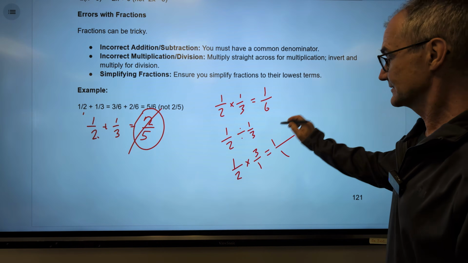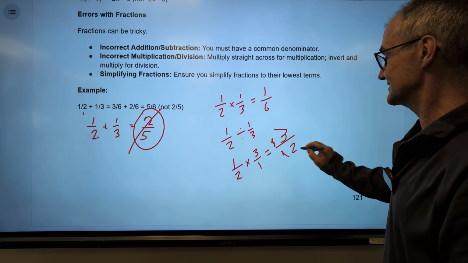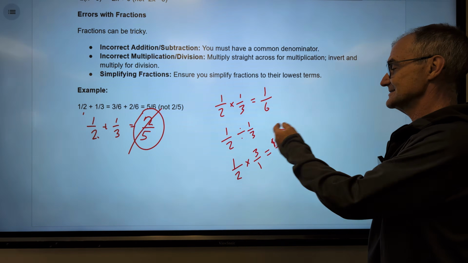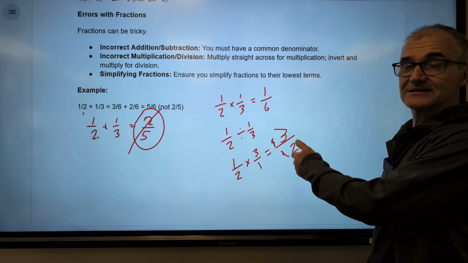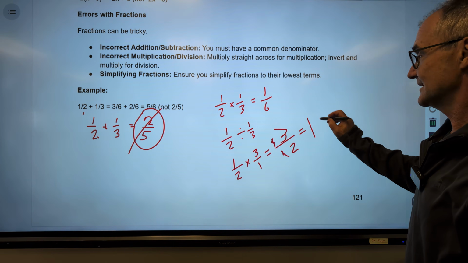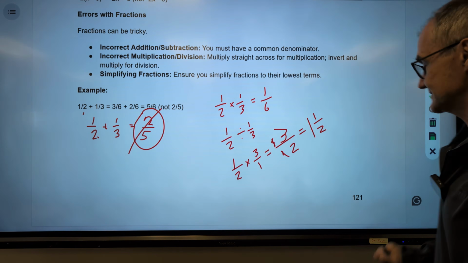3/2. And then you've got to look at how the answers are. Is it an improper fraction like that? Is that the best answer? Or converting that into a mixed number? And you'll see one or the other in the multiple choice answers.